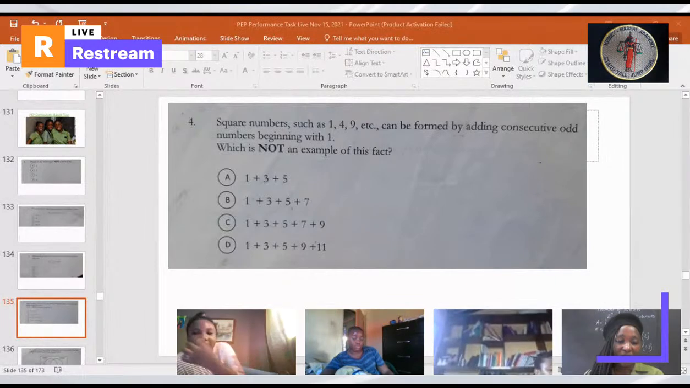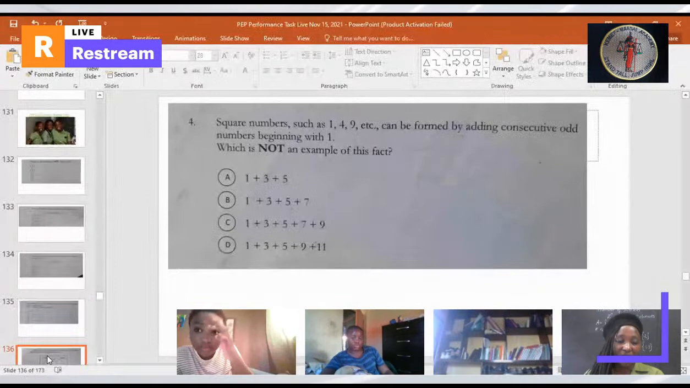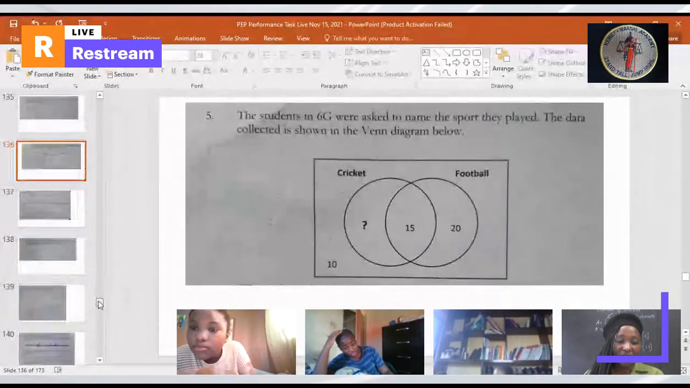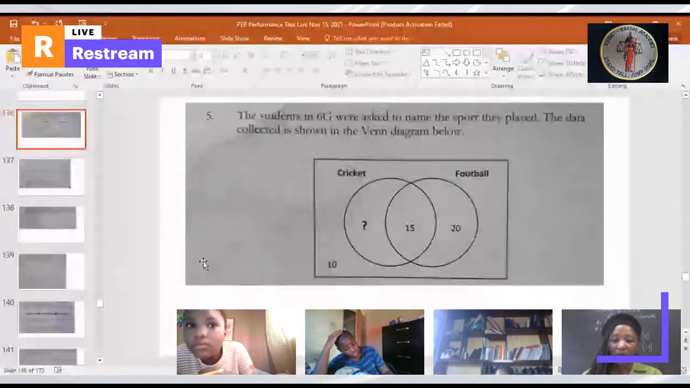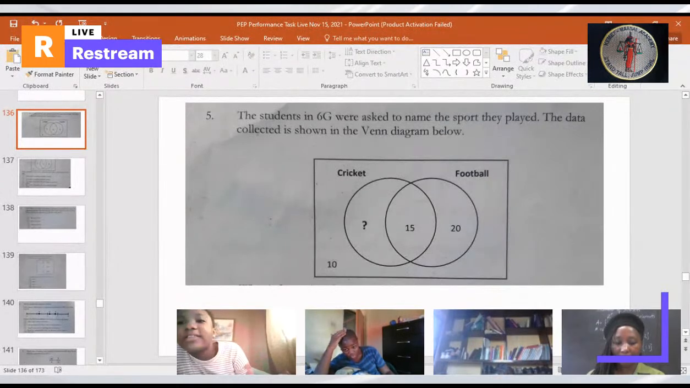All right, Alex, please. Can you read question 5 for me, please? Okay, Miss. The students in 6D were asked to name the sports they played. The data collected is shown in the Venn diagram below. All right, so we have the students in 6D in two circles.